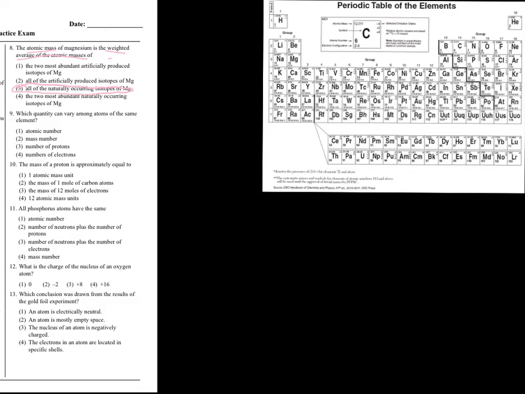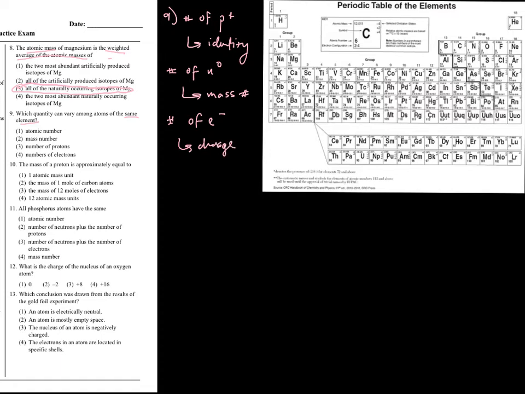Number 9. Which quantity can vary among atoms of the same element? What can vary? If we're talking about the same element, it can't be the number of protons. The number of protons tells you identity. They tell you the element. The number of neutrons helps you with mass number, so they can be the same element but different masses. And the number of electrons tells you the charge. But if you change the number of electrons, you make an ion, not an atom. So it's not a neutral atom, but a charged ion.